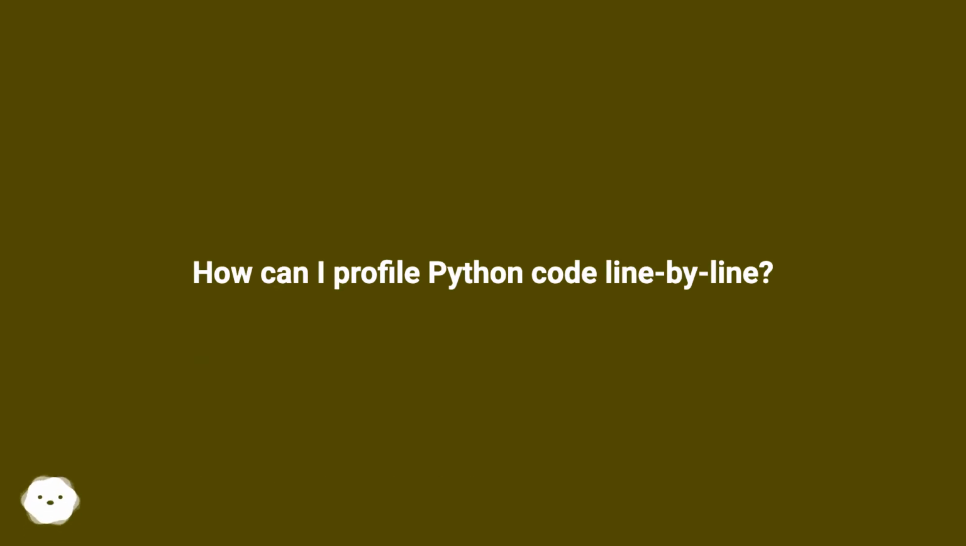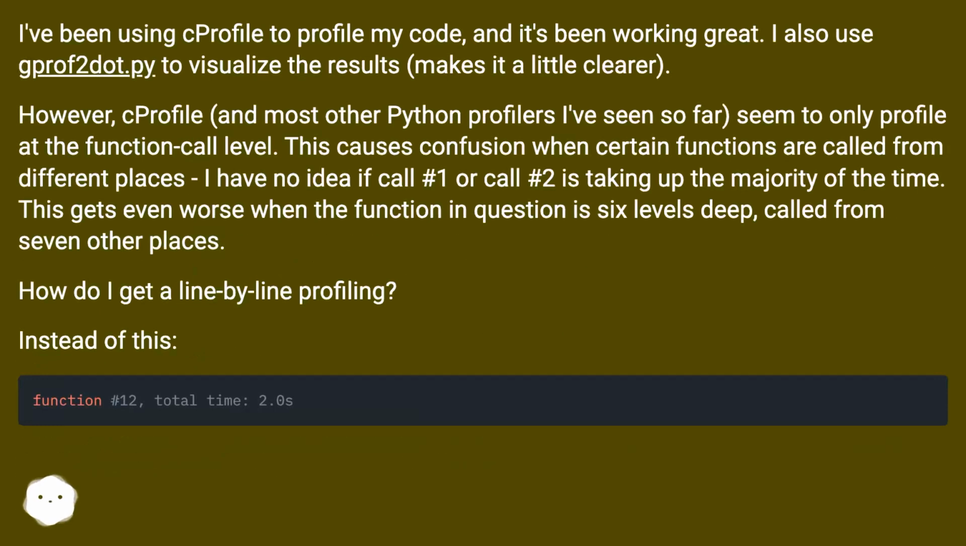How can I profile Python code line by line? I've been using Profile to profile my code, and it's been working great. I also use gprof2.py to visualize the results, which makes it a little clearer.